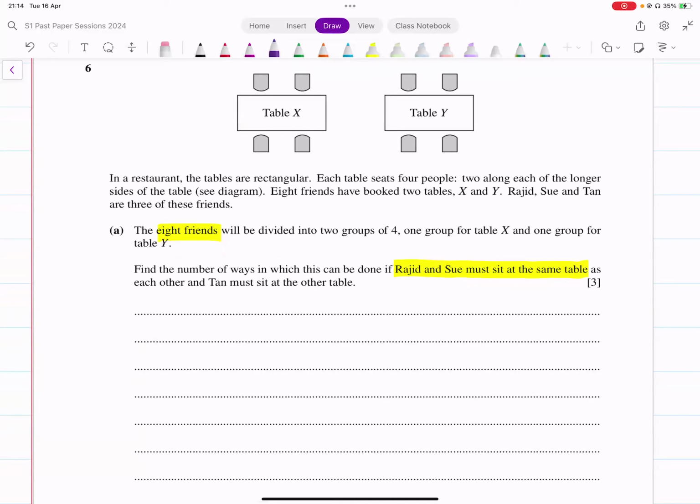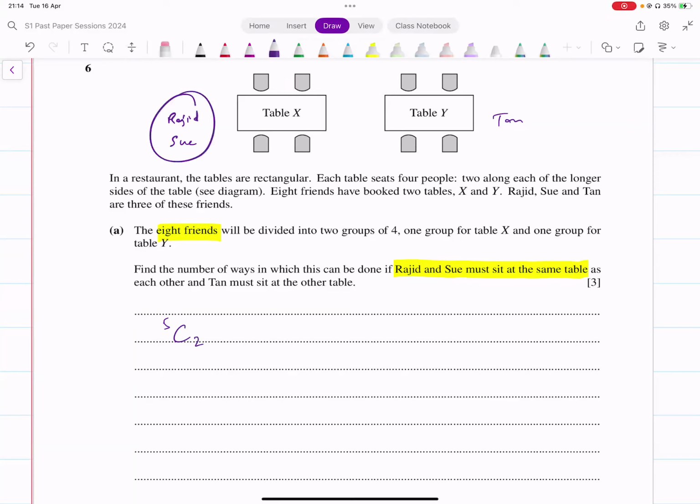One possibility is that Rajat and Sue sit on this first table, and Tan sits on the other table. Now, how many options do we have for the rest of the people? How many people are we left with once we've placed Rajat and Sue here and Tan here? We have 5 people left. Of those 5 people, we have to select 2 of them to place on table X. So we could say that's 5C2.